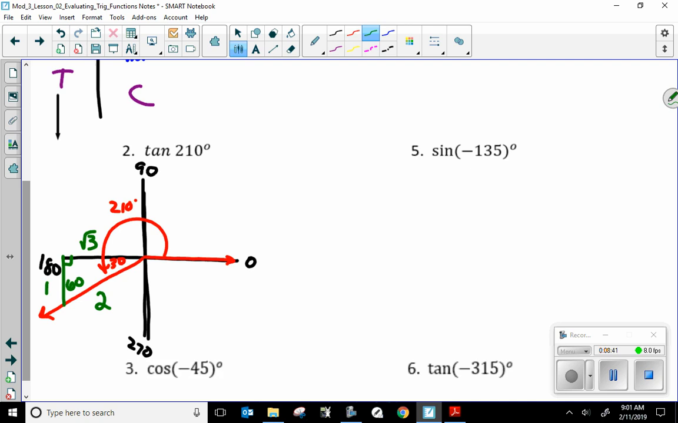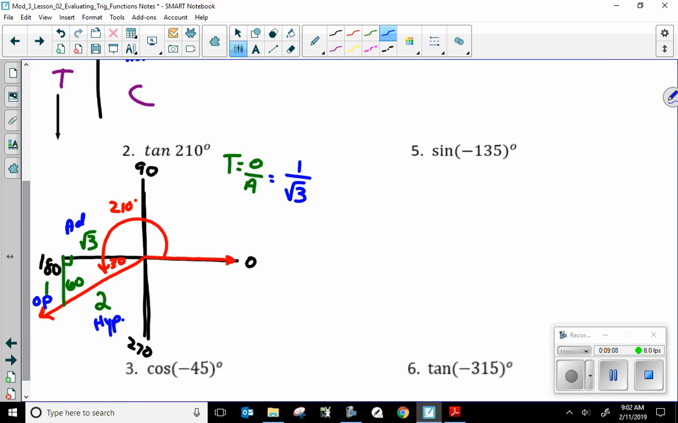All right? So now tangent. Tangent tells me opposite over adjacent. So let's label my sides here. Opposite of 30 is the 1. Adjacent to 30, or next to 30, is the radical 3. And my hypotenuse is 2. So it is opposite, which is 1, over radical 3, which is adjacent.